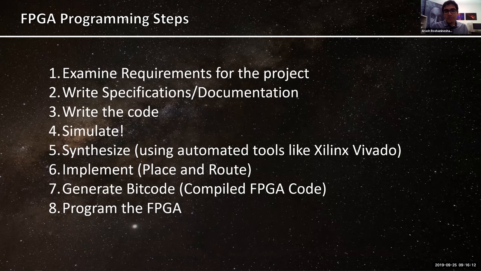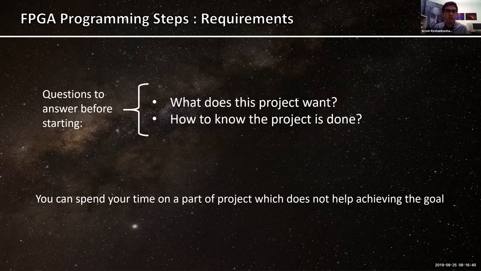So programming FPGA has about 8 steps. First, you should examine the requirements, then write the specification and documentation. Then you should write the code, simulate it, then synthesize it. There are many automated tools for it. Then there's a step called implementation. After implementation, we generate the bit code, and then we upload the code on the FPGA. So let's start from step one. I will briefly describe each step.